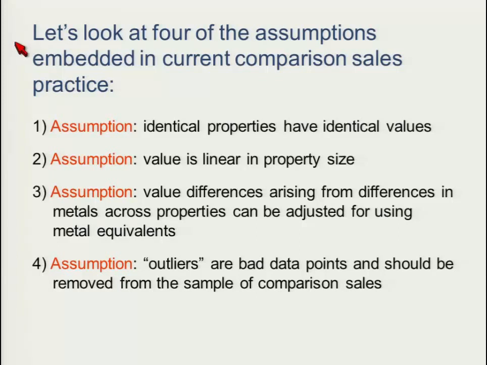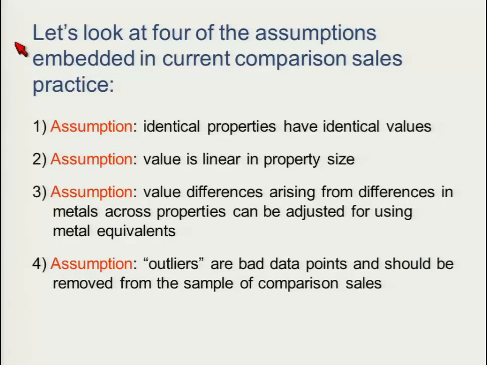You may not realize that's an assumption of comp sales, but in practice, it turns out to be applied that way. Third assumption, value differences arising from difference in metals across properties can be adjusted for using metal equivalents. So if I have a gold and copper property that traded, and my target property is gold and silver, I can convert the copper into gold and the silver into gold and compare them on metal equivalents. There's an assumption that that's okay. It's done all the time. Metal equivalents done all the time.